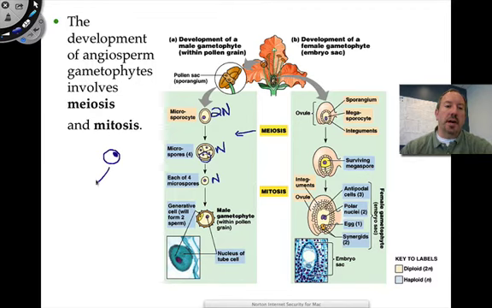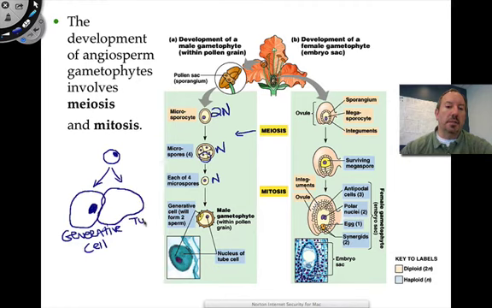And so it's going to divide by mitosis, and it's going to produce a cell that's known as the generative cell. Let me just write that there, generative cell. And then another cell, which is adjacent to it, which is going to be called the tube cell. And this cell is going to eventually form the pollen tube, which is going to need to travel down the style. Now these are both haploid. So it's just haploid dividing through mitosis.